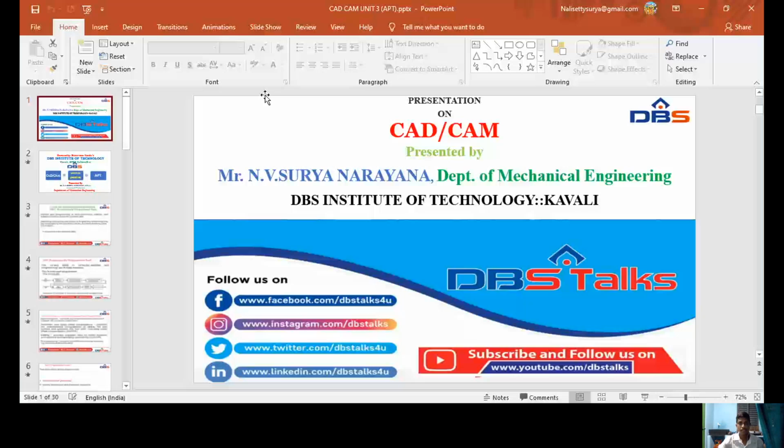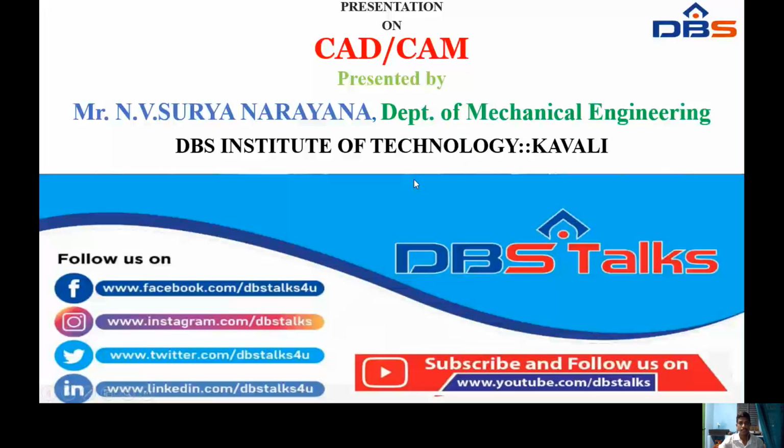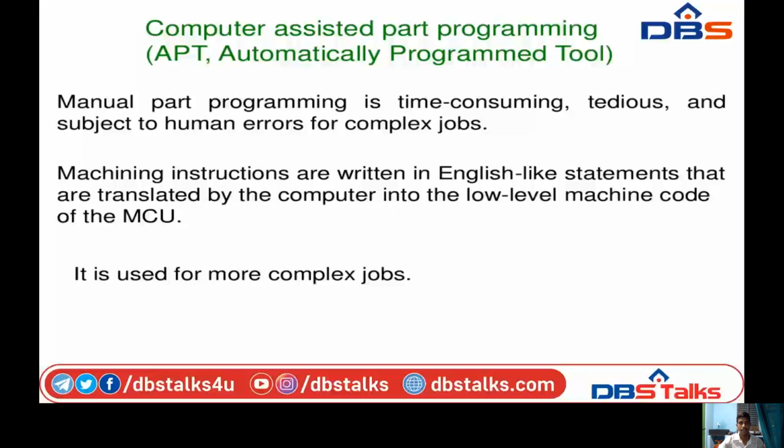First of all, the presentation on CAD/CAM subject. This subject is for final year mechanical engineers. Next, we are in Unit 3 Part B, which is APT, automatically programmed tool. Coming to the first one, computer assisted part programming, which is APT, automatically programmed tool. We know that the abbreviation for APT is automatically programmed tool.